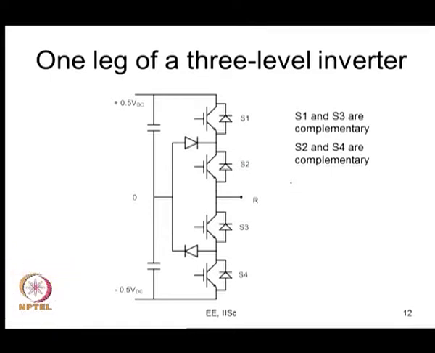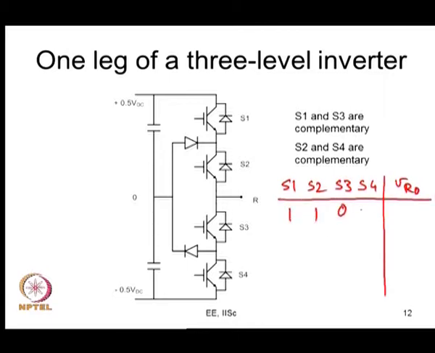In any case, if I have my S1, S2, S3, S4, and this is VRO, if I have my S1 and S2 on, S3 and S4 are off, then VRO will be equal to 0.5 VDC. On the other hand, if S1 is off, the outermost device is off, and here also S4 is off, S2 and S3 are on, then I will have 0. In this case, as I mentioned to you, the current is in this direction, the current would flow like this. On the other hand, if the current is in a different direction, then it would flow like this.